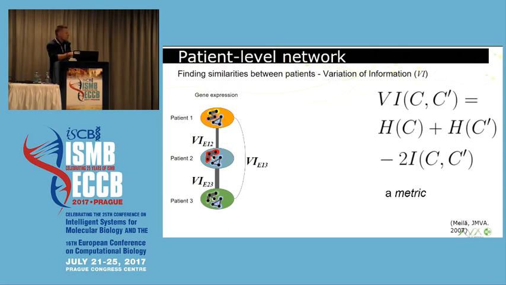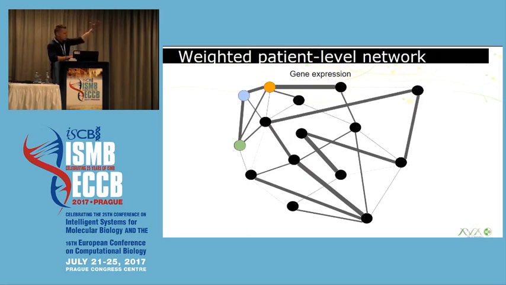So the variation of information is looking at the entropies between the clusterings and the mutual information between the clusterings. And we are getting basically a distance measure, which is a metric. And this is an important point. And now we are getting at our larger network back here. So this is for gene expression now.